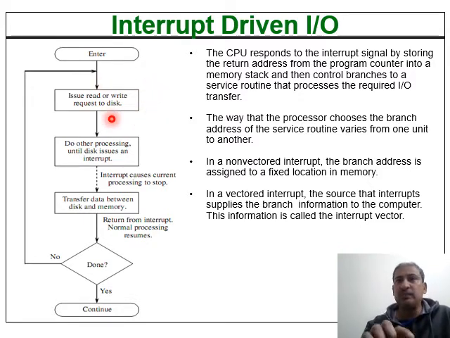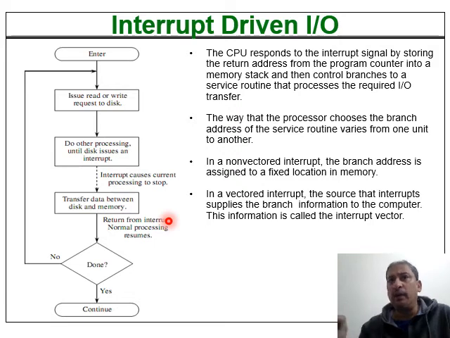And then instead of again and again checking the readiness of the disk, it goes on processing other tasks till the time that the disk, or whatever device we are talking about, becomes ready. Now, whenever the device becomes ready, it issues an interrupt. It issues an interrupt, and when that interrupt is noticed by the CPU, what does the CPU do?